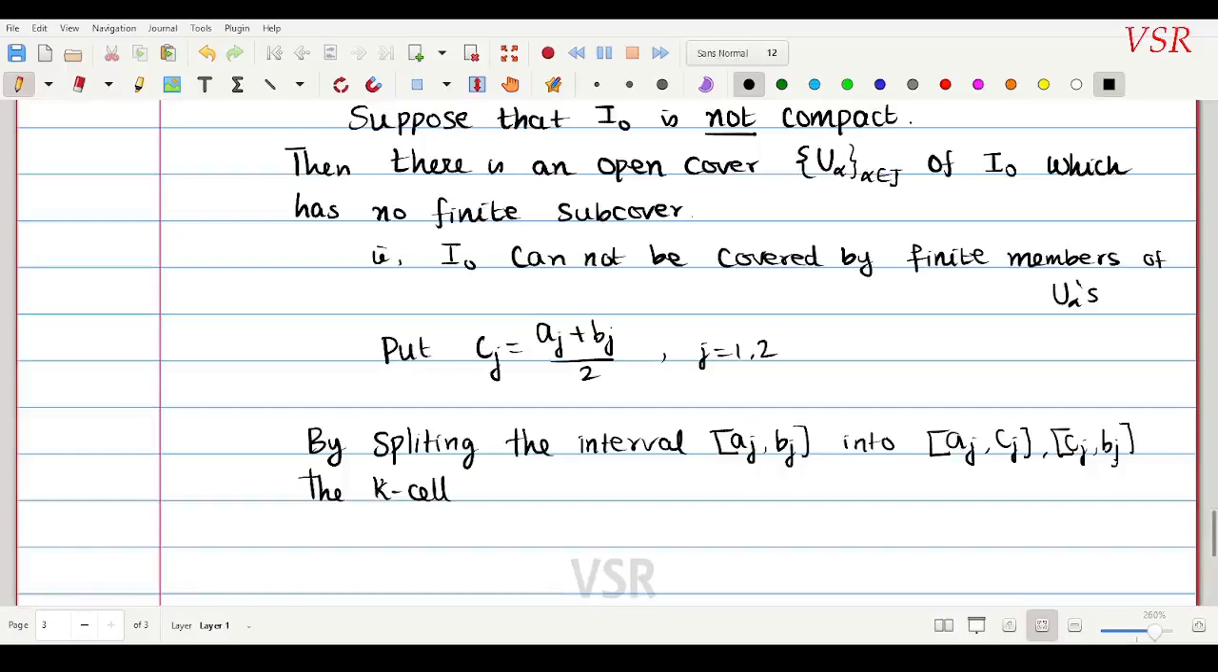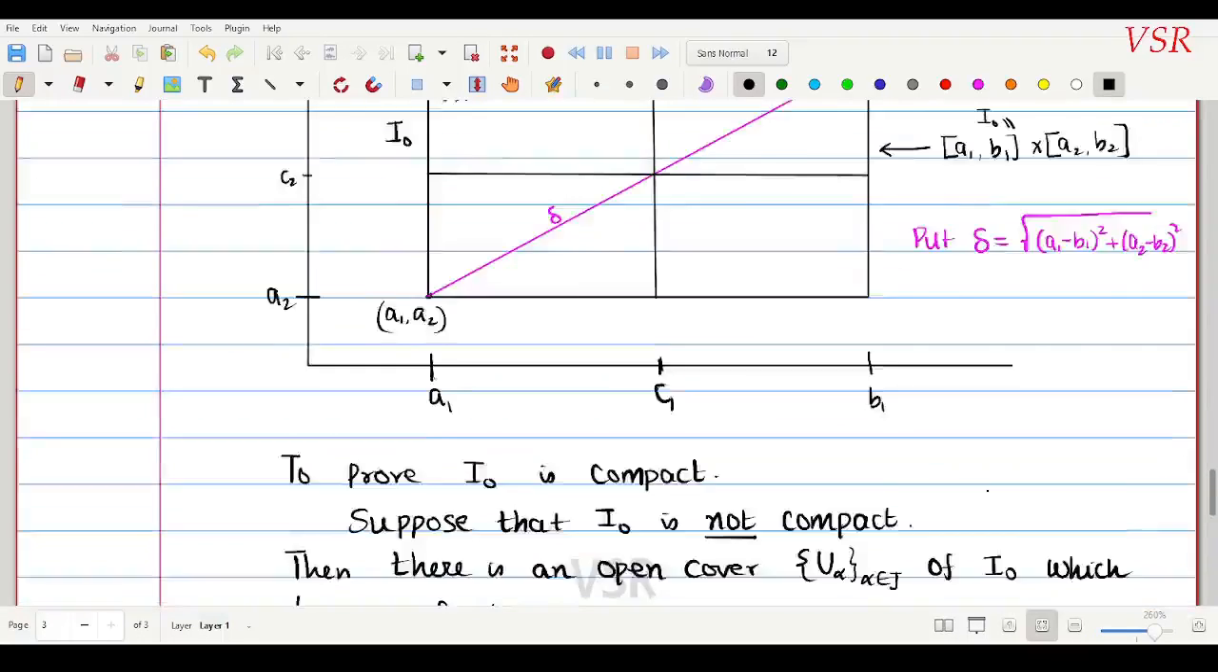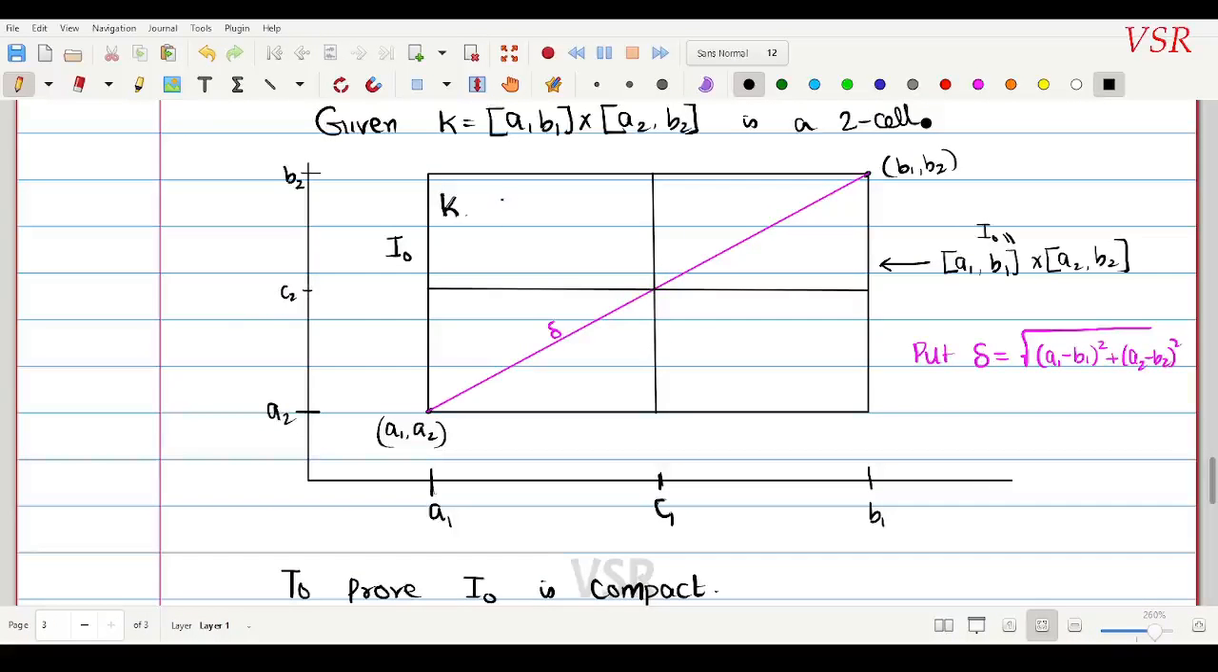this 2 cell I naught is split into 4, four 2 cells. I write this 4 as 2 to the power 2, so it splits into 2 to the power 2 cells. I call them I1, I2, I3 and I4. So I have divided it into four 2 cells by introducing C1 and C2, splitting this I naught 2 cell into 4 smaller 2 cells.